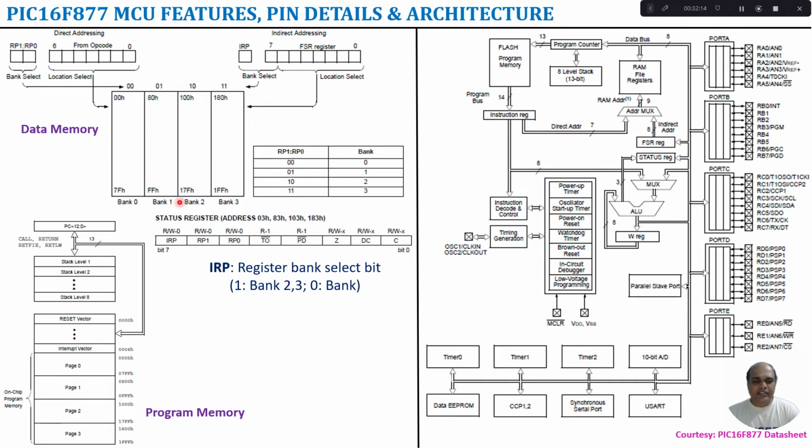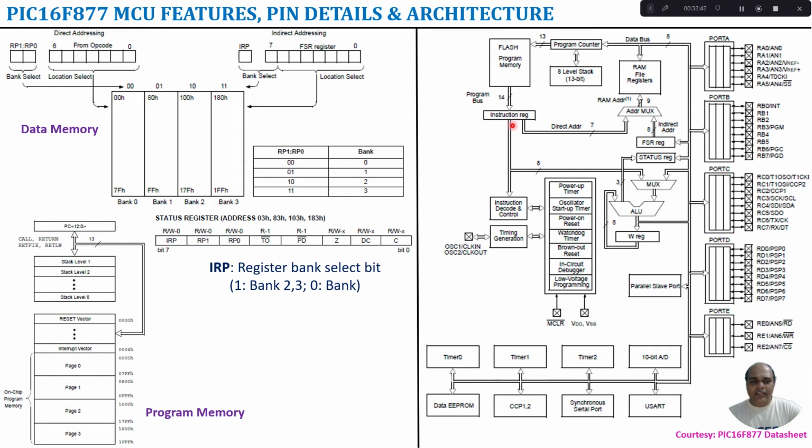In the status register, we have these 3 bits: IRP bit, RP1 and RP0. In case of direct addressing, we make use of RP1 and RP0. In case of indirect addressing, we use the IRP bit. So let us look at direct addressing and indirect addressing. Direct addressing means the address of the data is given in the instruction.